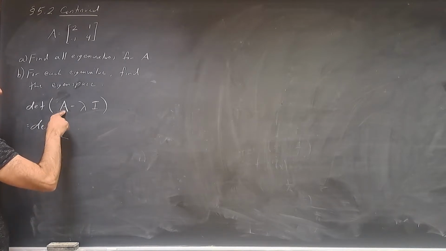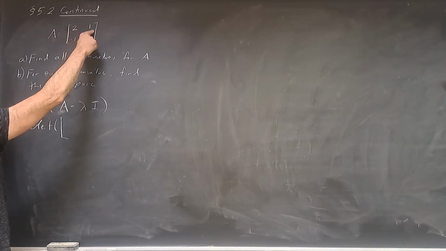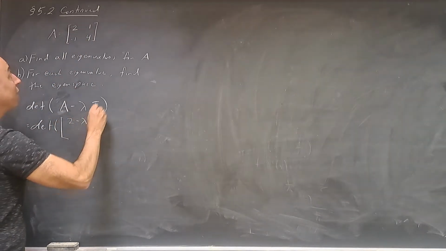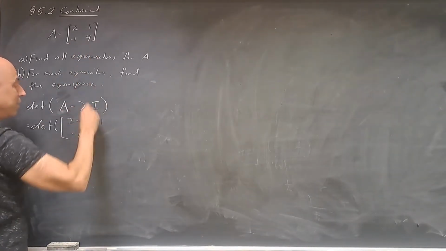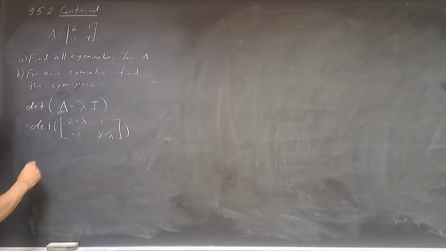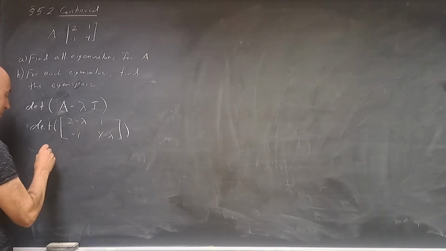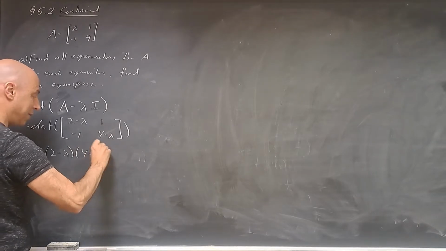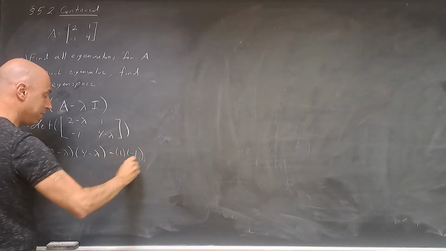So the determinant of A, so we'll subtract off lambda from each of the diagonal elements. From the off diagonal elements, we won't do anything at all. So 2 minus lambda, 1, negative 1, and then 4 minus lambda. And we're going to take the determinant of that. So this times this minus this times this: 2 minus lambda, 4 minus lambda, minus 1 times negative 1.